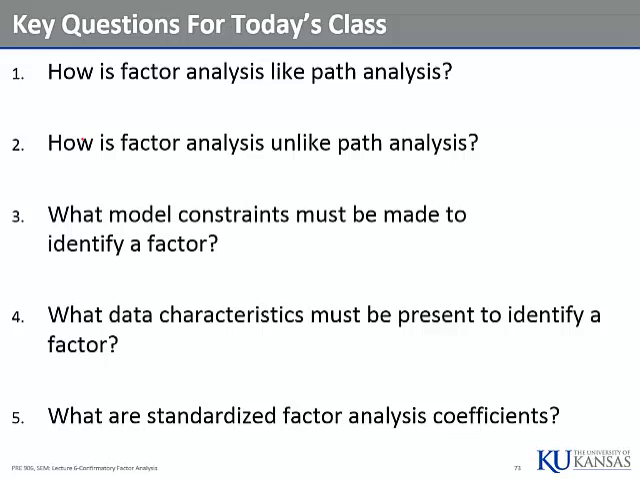What data characteristics must be present to identify a factor? Oh, that's fun. We need 3 or more items for one factor. If we have 3, we have perfect fit to a model. If we have 4, we have the ability for it to not be a perfect fit.